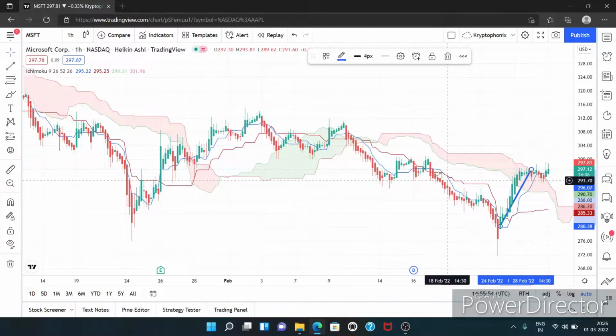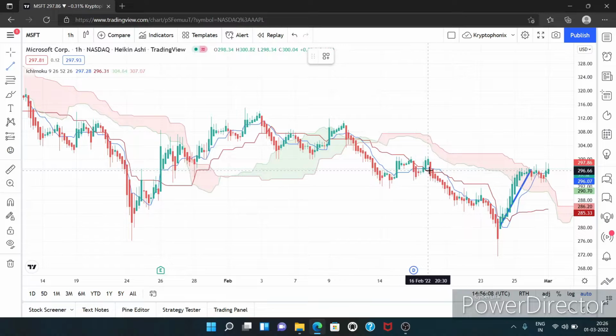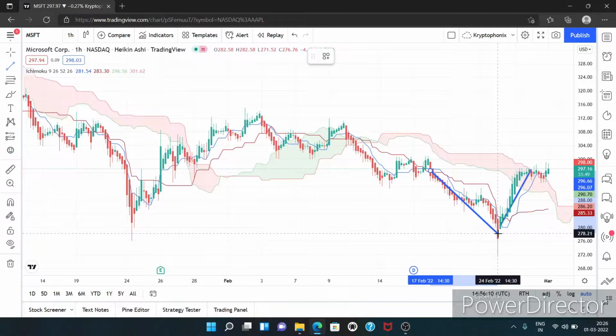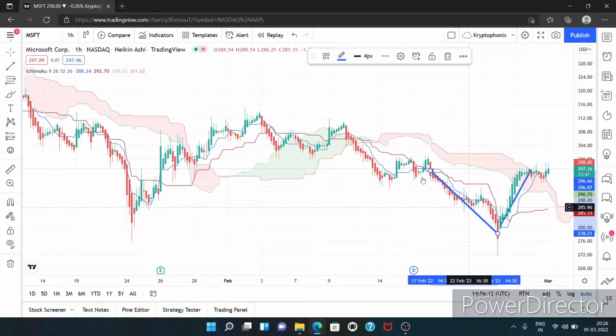Whereas if we look over here, whenever we see a candle closing below the blue line, this is a sell signal. This is a signal to short. As a result of this signal, what happened? We can see a down move. Similarly, what will be the stop loss in this case? The stop loss will be a close above the blue line.